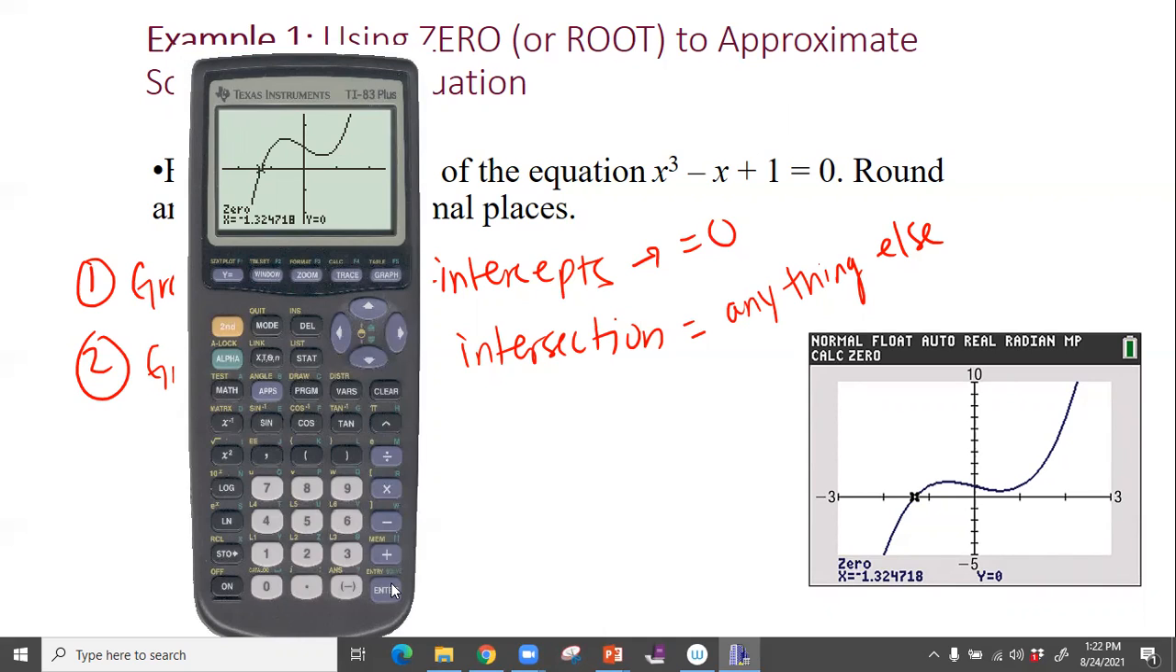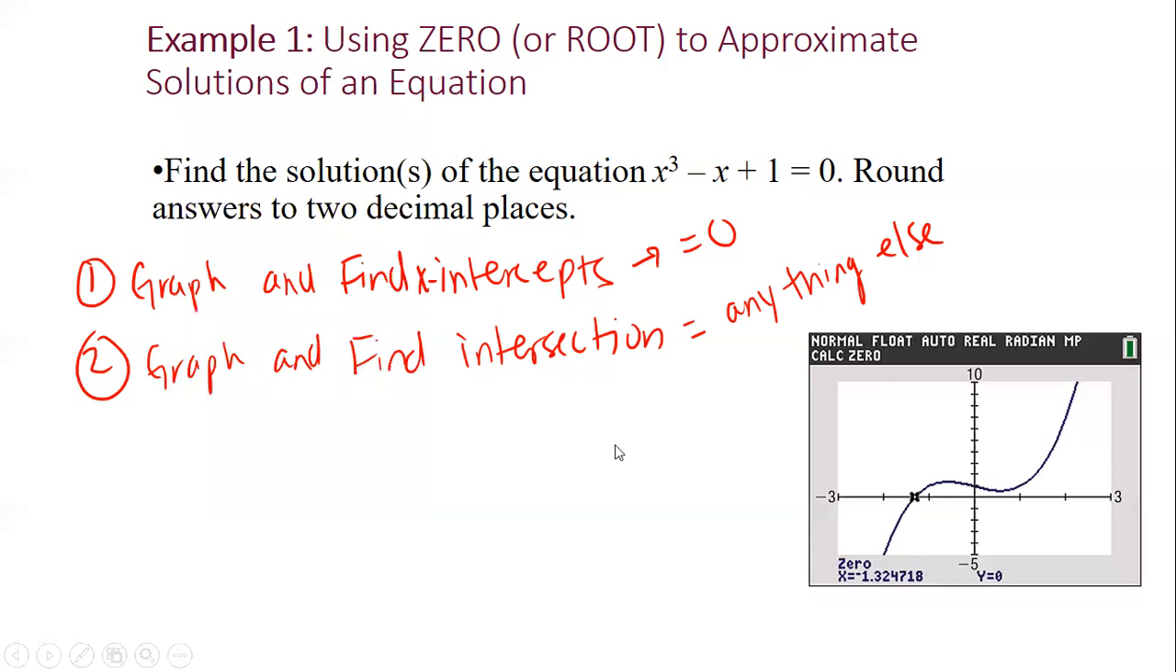Okay. How do you feel about using it to find the 0? Cool? Okay. Now, the second way to graph and find the intersection is if it's not equal to 0.